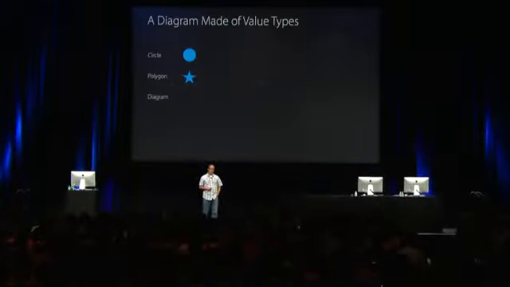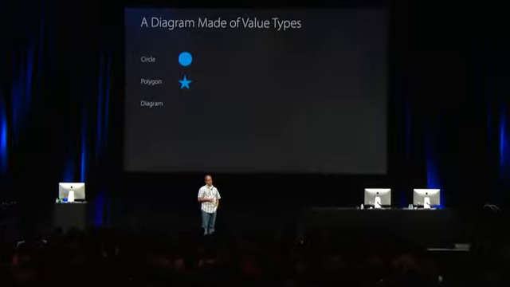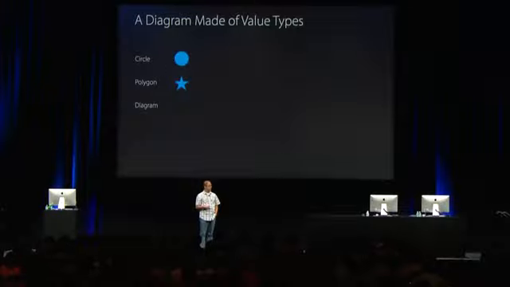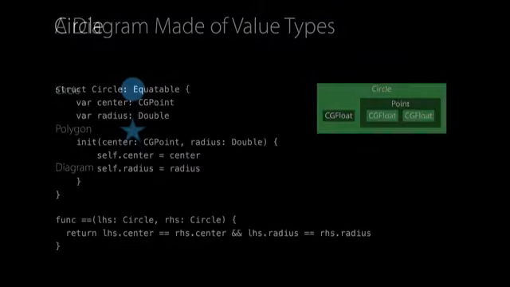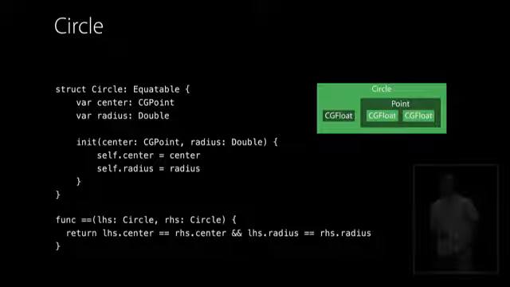Thanks, Doug. Hi, everybody. So now that Doug has filled our minds with how value types work and how they compare with reference semantics, let's talk about building a real example that uses value types. What we're going to do is put together an example where we build a simple diagram made of a couple of different value types, a circle and a polygon.